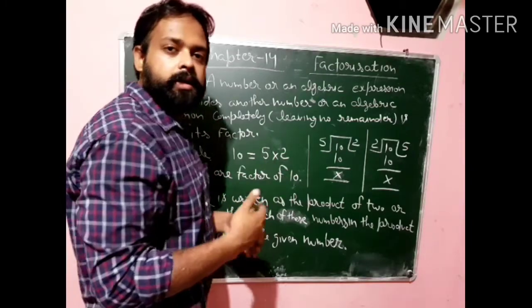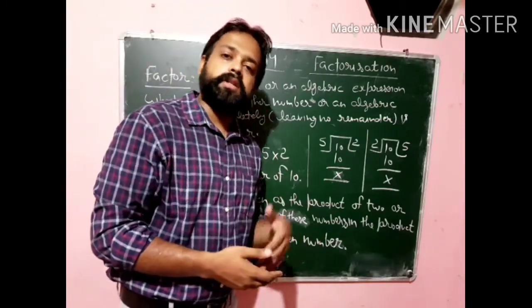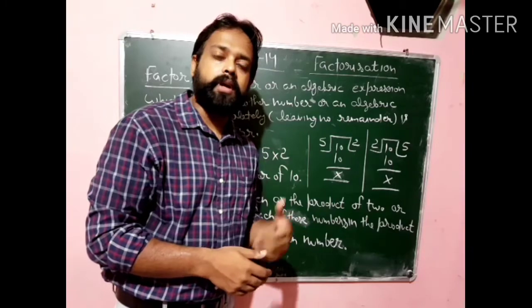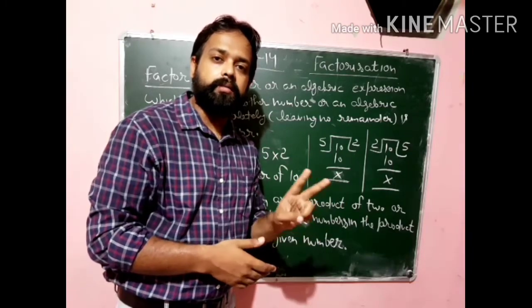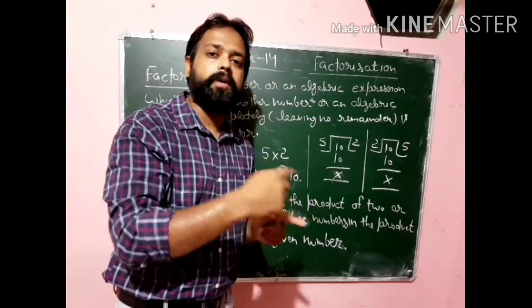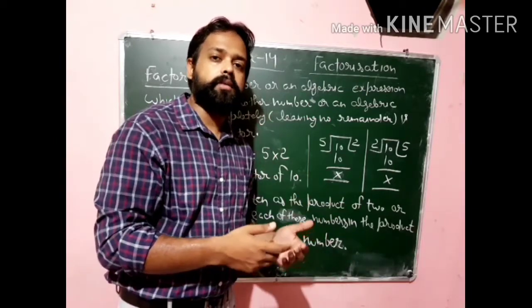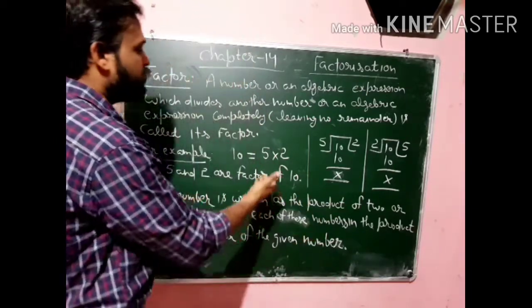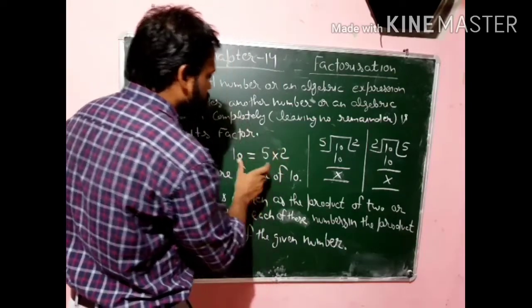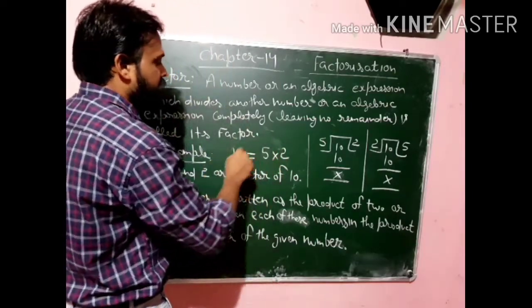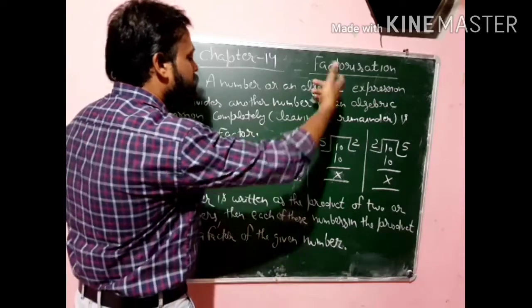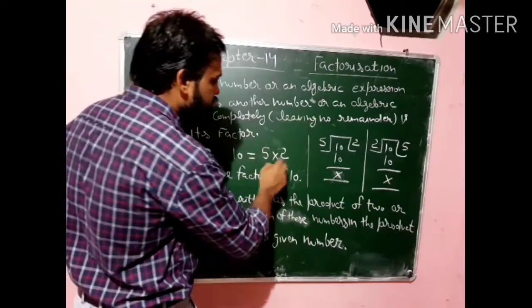As I had told you, we can take the example of 20 also. If we write the factors of 20, then there will be three factors. Why? 5 into 2 into 2, because 5 twos are 10 and 10 twos are 20. So there can be more than two numbers also. It means we can express any number as a product of two or more than two numbers.